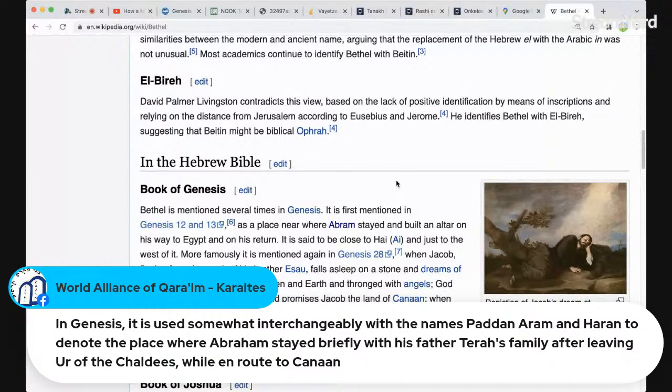Livingston contradicts this view based on lack of positive identification by means of inscriptions and relying on distance from Jerusalem, according to much later, these are church fathers, right? He identifies Beth El with El Bira, suggesting that Beitin might be the biblical Ophrah.